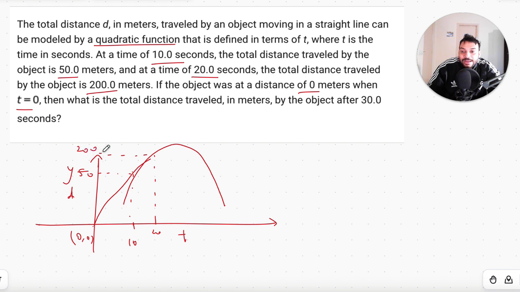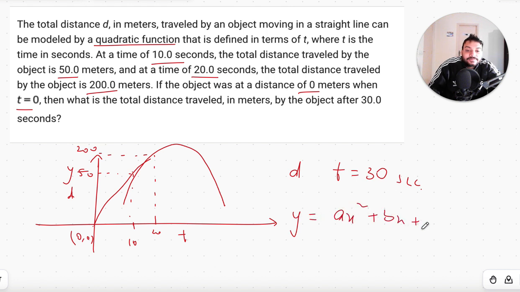We don't exactly know at what points on the quadratic graph do these values lie. So we're just taking that. Okay. And they're asking what is the total distance traveled in meters by the object after 30 seconds. So 10 and 20 are known. We need to check the d against t is equal to 30 seconds. Now we can think of formulating the quadratic function and then putting in t is equal to 30 seconds. But let's do regression instead. We have the points. We have the general expression as y is equal to ax squared plus bx plus c. So on regression, this would look like y1 tilde b0 x1 squared plus b1 x1 plus b2.